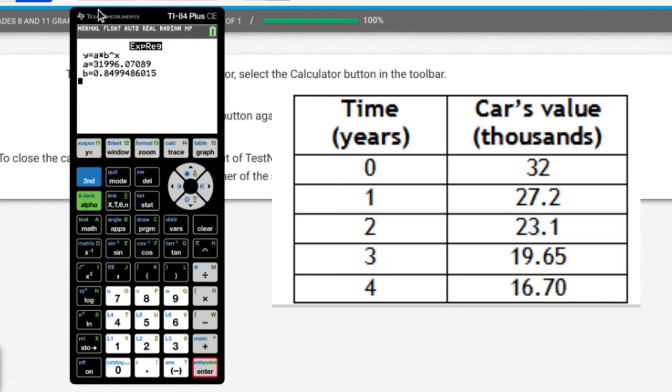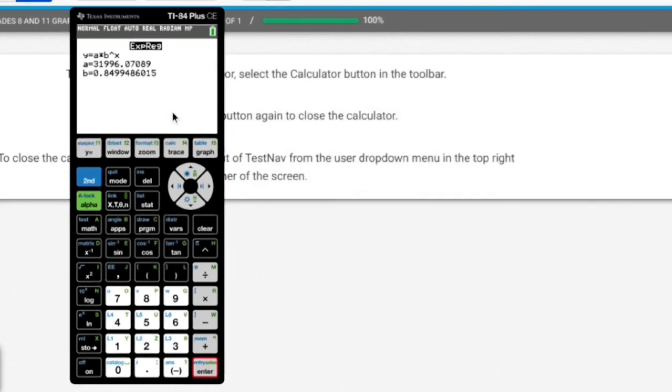And there you have it. You can see that A is awfully close to the beginning value of the car, which it is. You know, that's almost $32,000. I have a feeling I'll mention that in a second. There's my B, so let's put it all together.